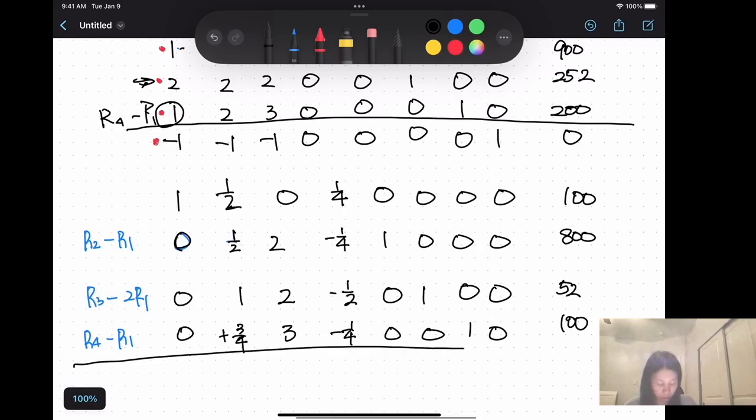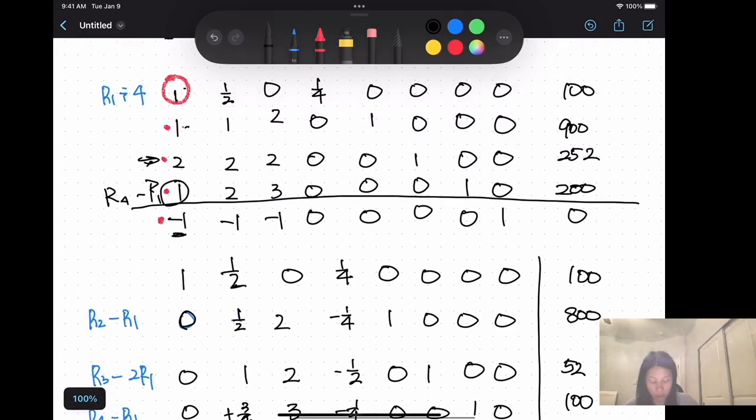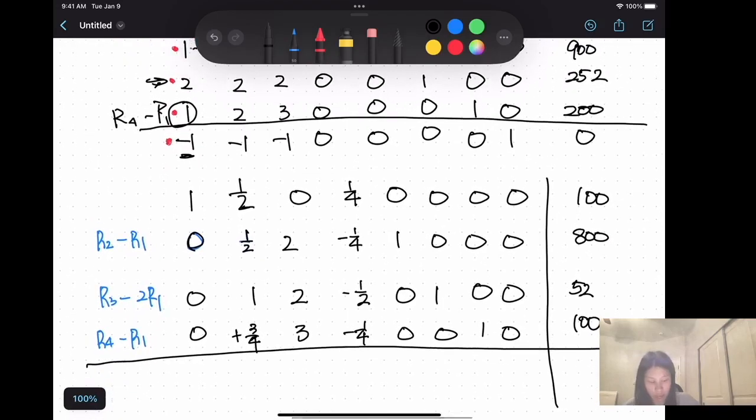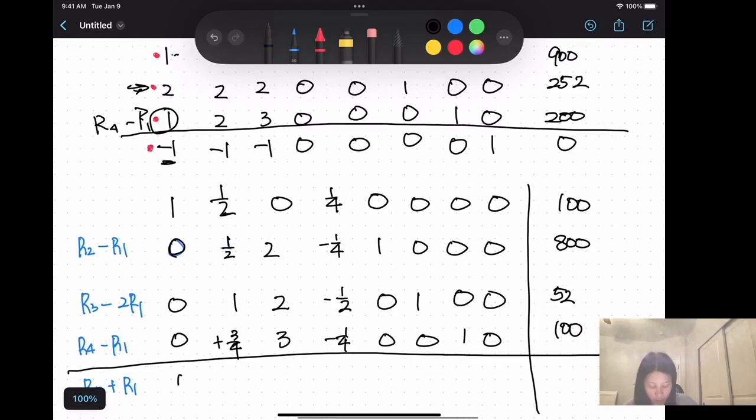Okay, so the last one should be what? Well, this is negative 1 and this is 1, so that means I want the fifth row plus the first row to turn it to 0. So that's 0, negative 1/2, negative 1, 1/4, 0, 0, 0, 1, and when you add them, you have 100.